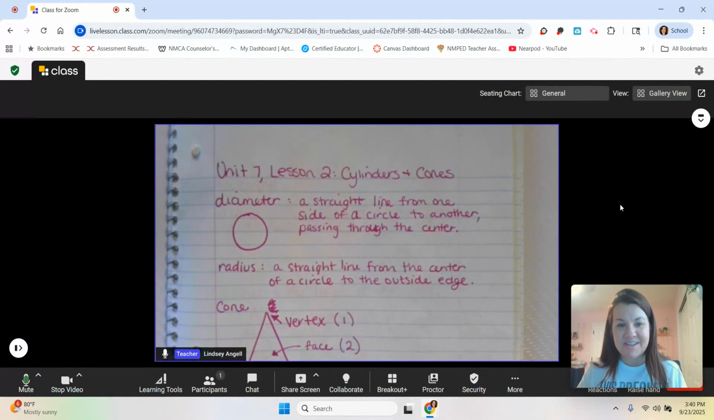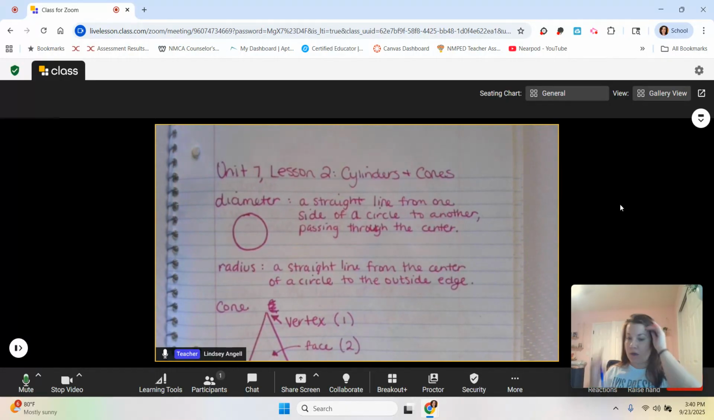Hi guys, welcome to Unit 7, Lesson 2, Cylinders and Cones. So this is really just an introduction to them, to get us used to some vocab words and figuring out what we are talking about and what the features of each of these different shapes are.